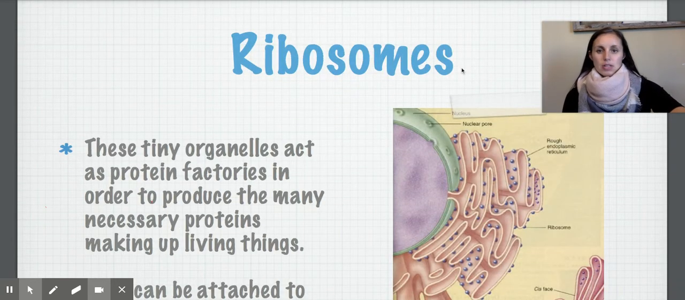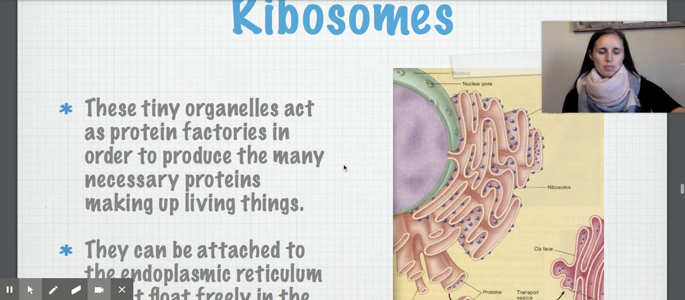Now let's talk about these ribosomes, which is what we just talked about with the endoplasmic reticulum. They are tiny. When I mean tiny, like these are the little dots here, those are ribosomes. So those little blue dots are ribosomes. What they are is protein factories.